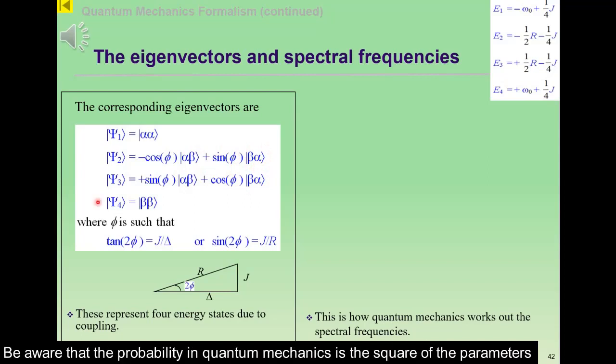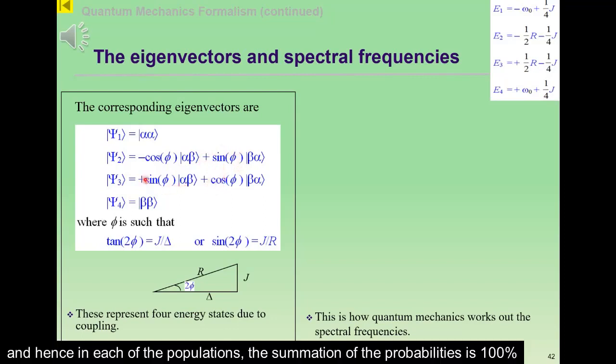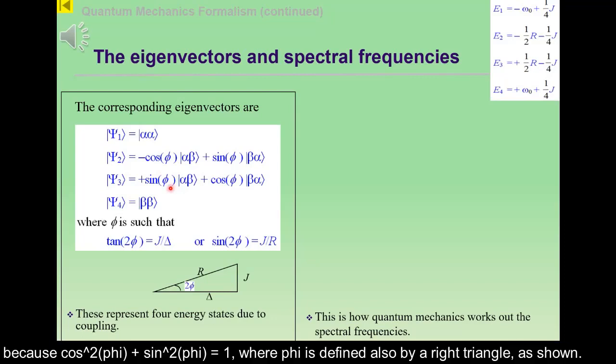Be aware that the probability in quantum mechanics is the square of the parameters in the above equations, i.e., either cosine square phi or sine square phi for situation 2 and 3. And hence, in each of the populations, the summation of the probabilities is 100% because cosine square phi plus sine square phi equals 1. Where phi is defined also by a right triangle, as shown.